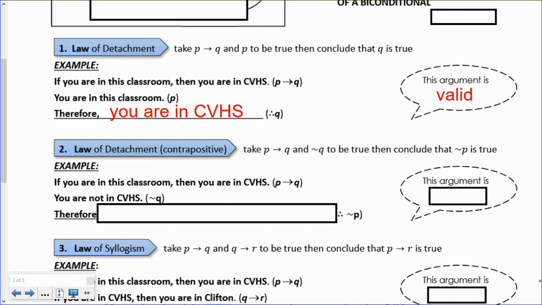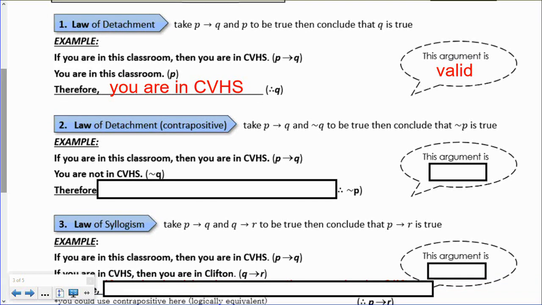All right, we also have the law of detachment contrapositive. Now remember last time we talked about logically equivalent statements. What two statements are logically equivalent? If you start with a conditional, what statement is logically equivalent to that? The contrapositive. The converse and inverse are logically equivalent, and the conditional and contrapositive are logically equivalent. That's why we learned that last lesson. So if you know that the conditional is true, doesn't that also make the contrapositive true? So we can use the exact same reasoning, but we can now use the contrapositive.